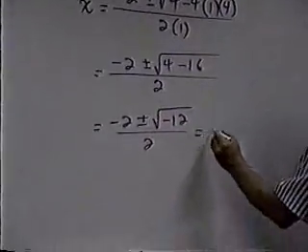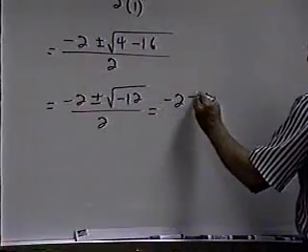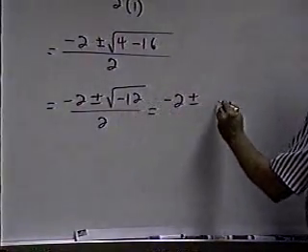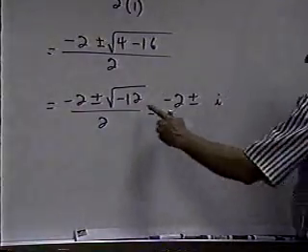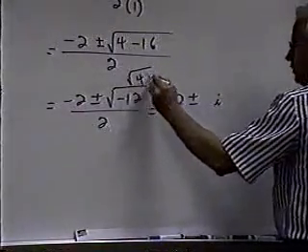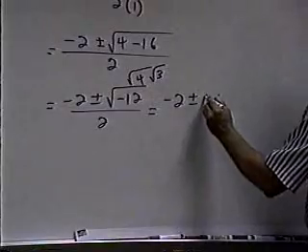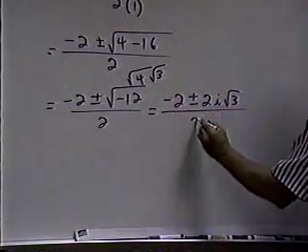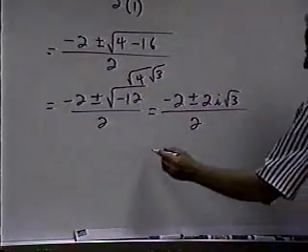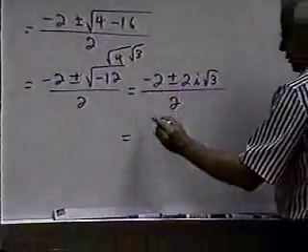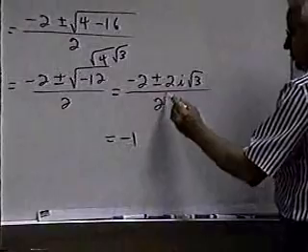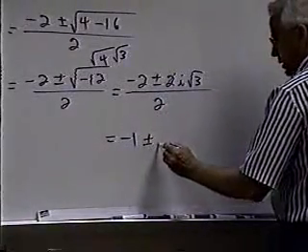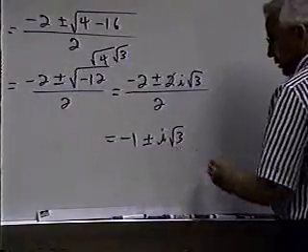Well, what's the algebra here? This is minus 2 plus or minus. Now what's the square root of minus 12? Well, it's going to be an i. What's the square root of 12? The square root of 12 is the square root of 4 times the square root of 3, so that's 2 times the square root of 3, all divided by 2. So, final answer. If I divide the 2 into minus 2, I get minus 1. Divide the 2 in here, it drops out. So I get plus and minus i times the square root of 3.